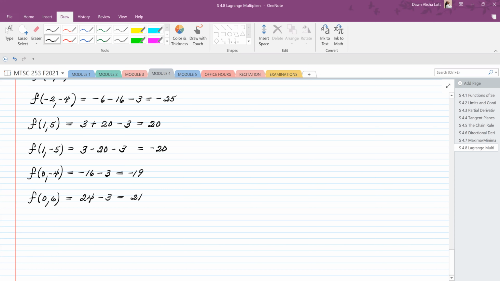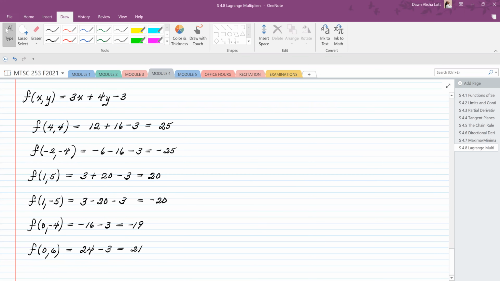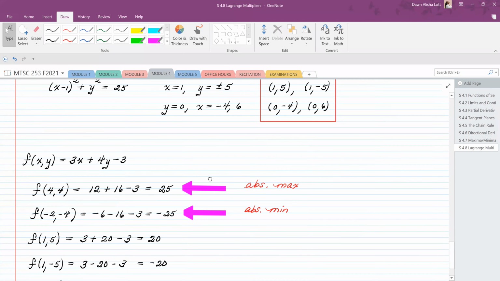So we can now see that this is our absolute max and our absolute min. Okay, that's how you do a function of two variables.